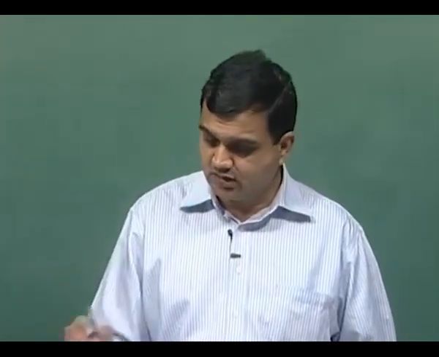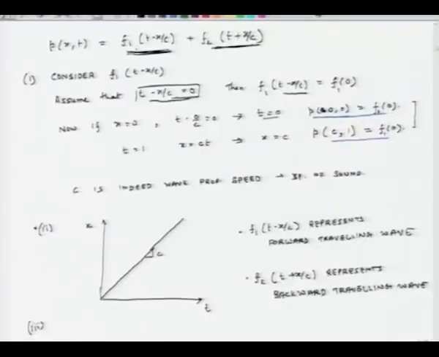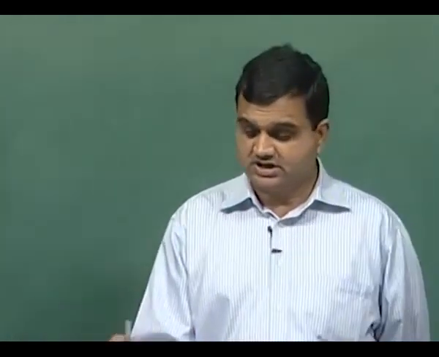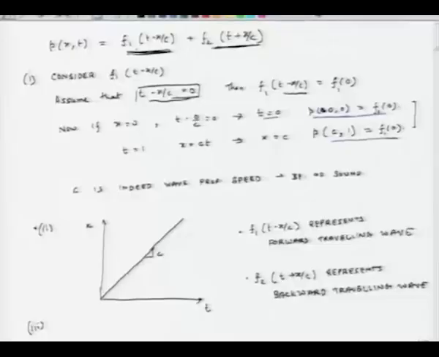So, that is what we saw earlier, that at t equals 0 and x equals 0, p(0, 0) was f1 of 0. Then after 1 second, once the wave has travelled forward by c meters, the strength of the wave still remains f1 of 0. So, what that tells me is that the strength of the wave remains the same.